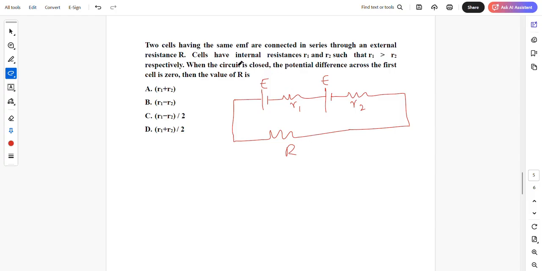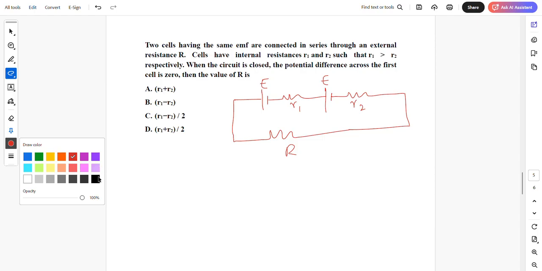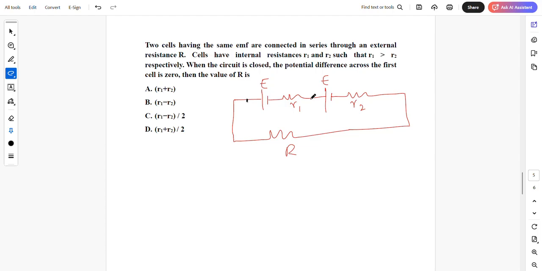What they are telling is that when the circuit is closed, the potential difference across the first cell is 0. What is this potential difference? I have told you in the previous classes that it is the terminal potential difference. Let us say this is A and this is B. How is the current flowing? Current is flowing like this, because both the batteries are giving current in the anti-clockwise direction. What is VA minus VB? I will call that V1, the terminal potential difference.